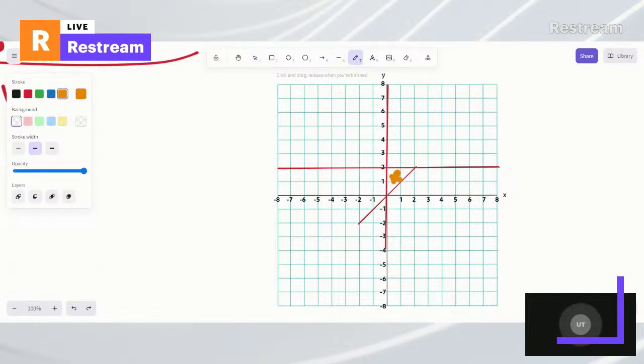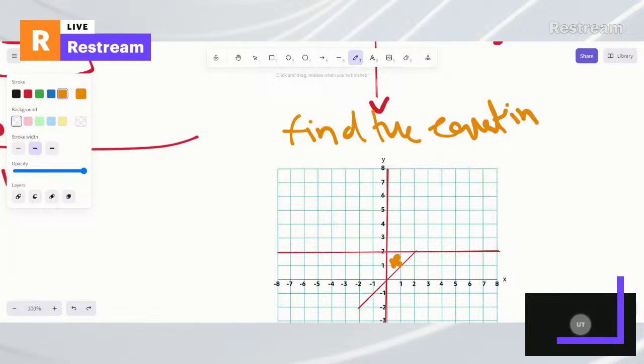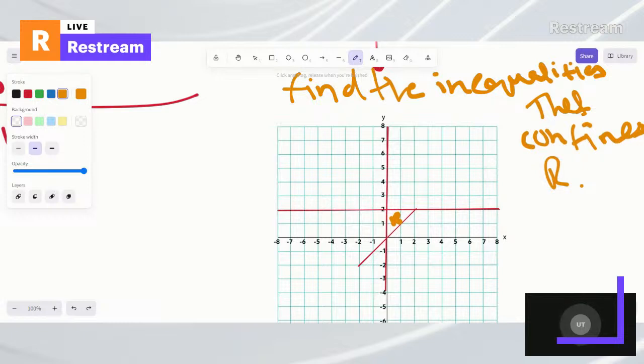Now the question says, find the inequalities that confine the region R. So we have to find all the inequalities that confine the region R.